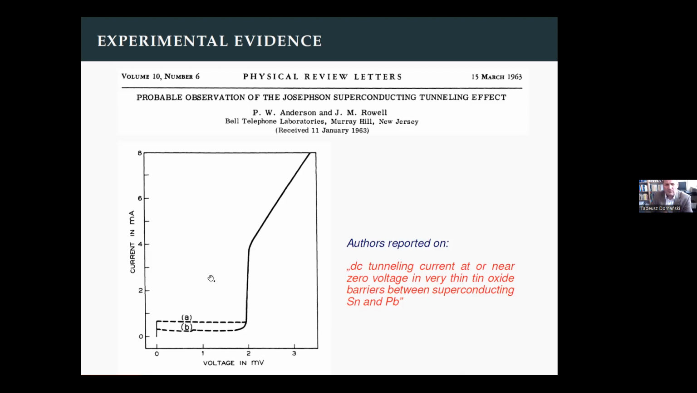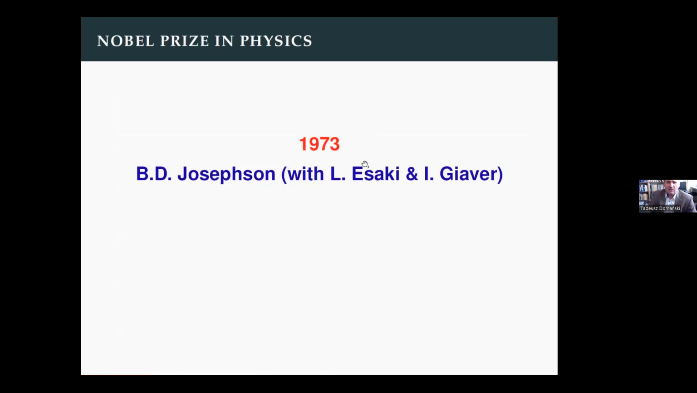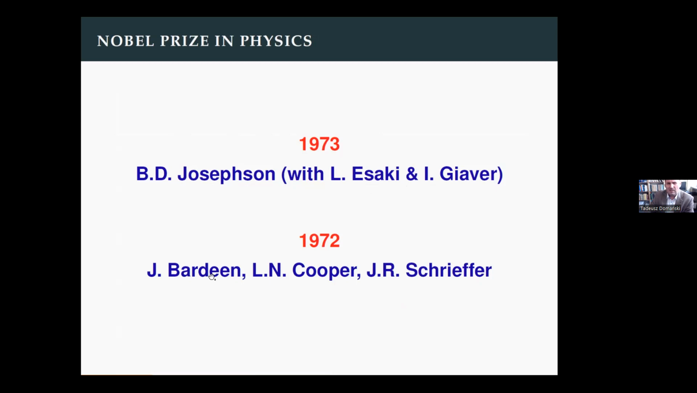Of course, there is also an increase of current once you exceed the gap of the superconductor. So this is a well-known phenomenon. Please notice that experimental evidence for the Josephson effect came just one year after the prediction. And 10 years after the discovery, Brian Josephson was awarded the Nobel Prize together with Esaki and Giaever, who were awarded half of the Nobel Prize for tunneling experiments. I guess superconductivity in 1973 was extremely popular because it was just one year after the Bardeen Cooper Schrieffer Nobel Prize. So two Nobel Prizes in a row were awarded for superconductivity.